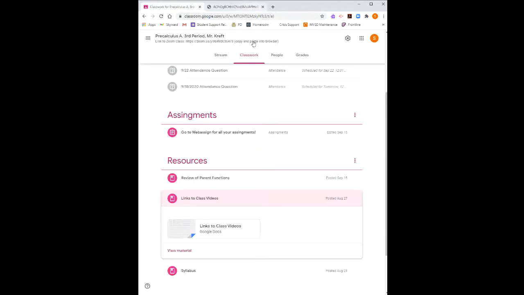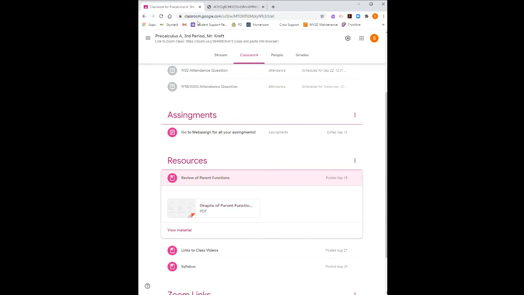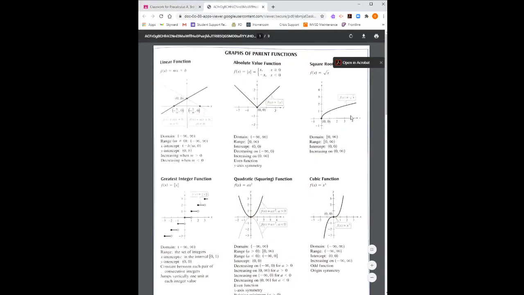Now, what I wanted to look at today was the review of parent functions. If you click this, a PDF will open up, and it's the most amazing resource that I could find for you to know the graphs of parent functions. We're just going to go through these one by one, and if I'm going through something and I don't explain it well, you can just put a comment in the chat box, okay?